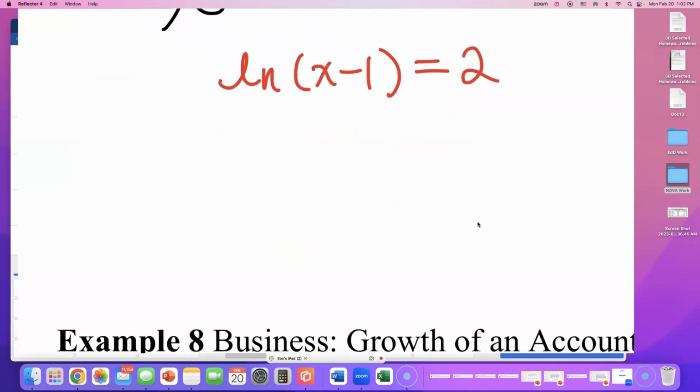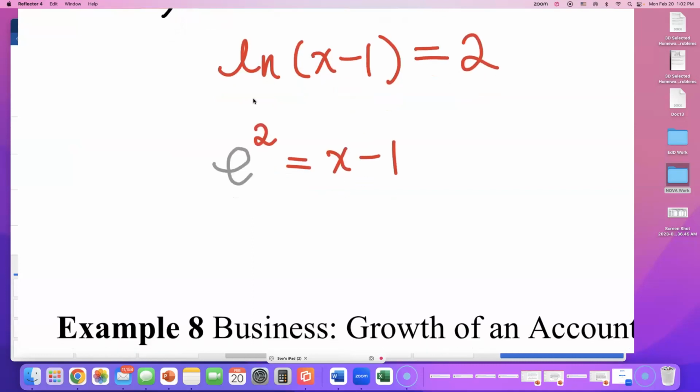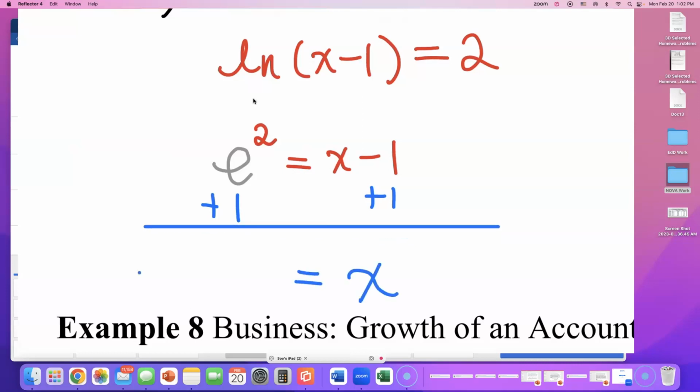All right, it's time for me to write this in exponential form. What is the base if it's natural log? Well, the base is e. e is getting raised to what power? Second power, and this equals the argument of x minus 1. So if I want to solve this for x, the last thing I need to do is add 1 to both sides. So here's my x. X is equal to e squared plus 1.